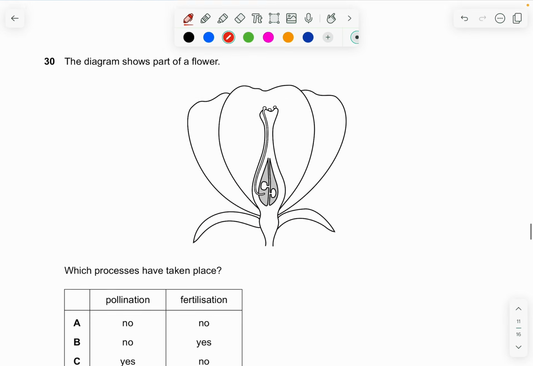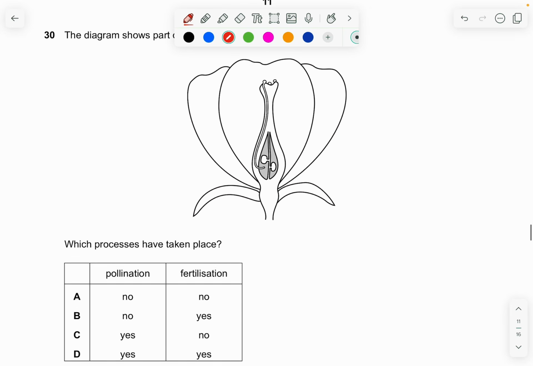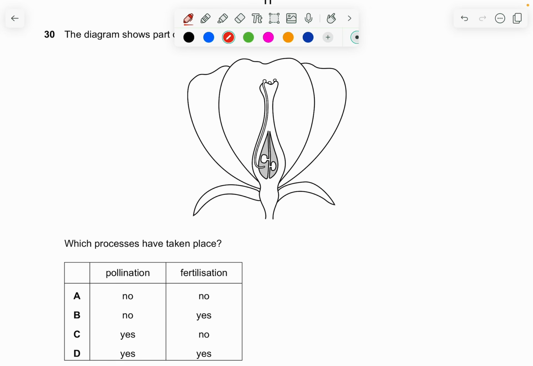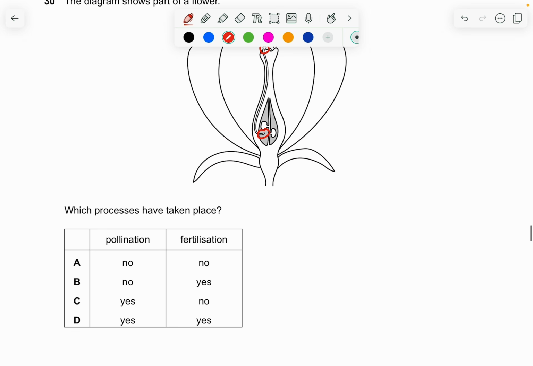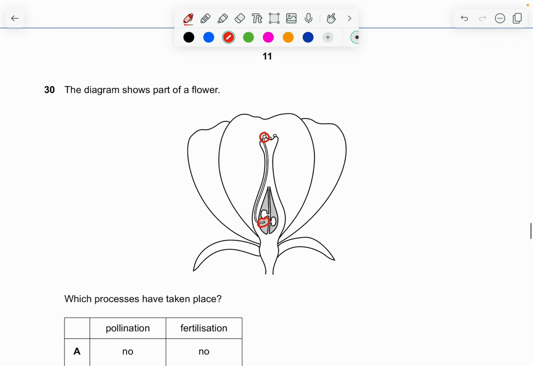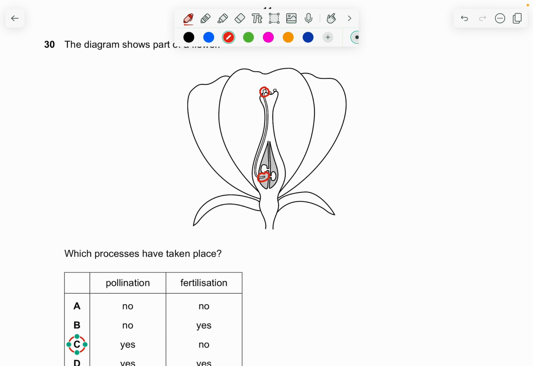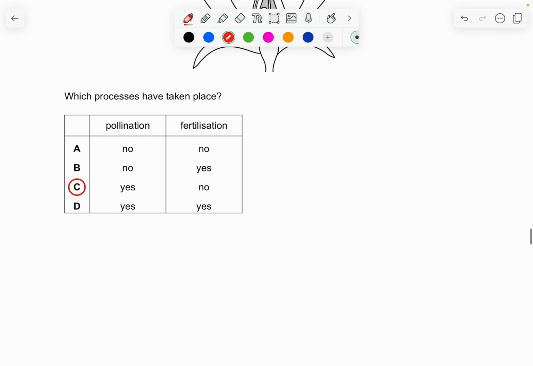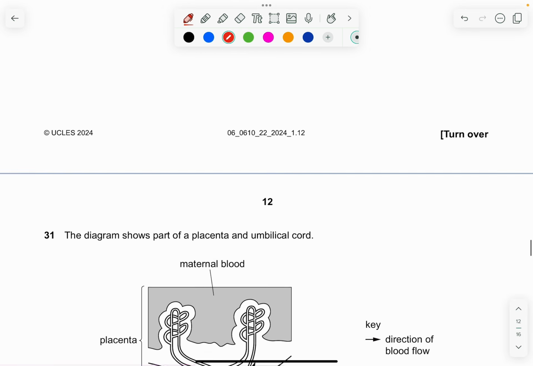Alright, question 30. The diagram shows part of a flower. Which processes have taken place? You can see that the pollen tube has actually grown, and then there is already something sticking onto it. So the answer is C. Why is it C? Because pollination takes place, as the pollen actually lands on the stigma, but the pollen tube did not go inside the micropyle of the ovary yet. So what happens if this does not happen? It means that there is no fertilization happening. So the answer is just yes and no.